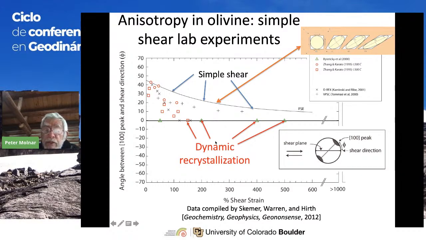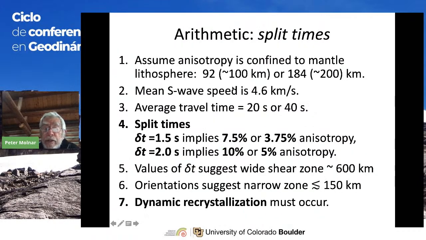So the simple explanation is there's dynamic recrystallization. What's happened is the olivine has deformed enough that it's aligned parallel to the plane of shear, parallel to the plate motion. So if we go back to this arithmetic, the split times are telling us we've got a huge amount of strain. The values of those split times are suggesting a wide strain zone, which is wrong, but the orientations are suggesting a much more localized region, and hence what we have is dynamic recrystallization. The olivine is becoming aligned with its maximum elongation parallel to relative plate motion.